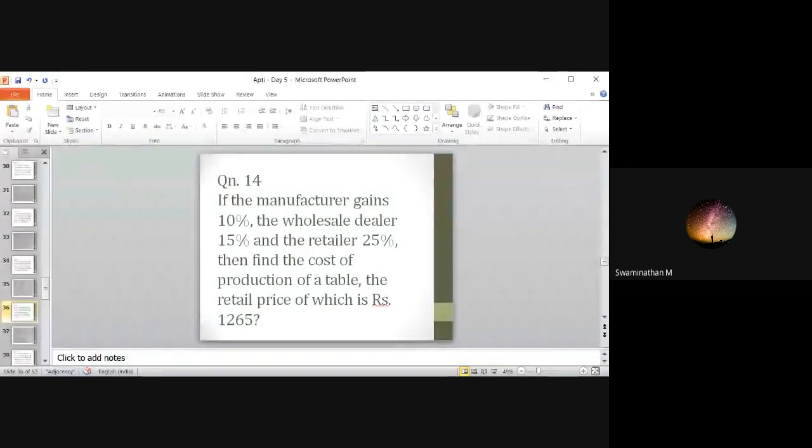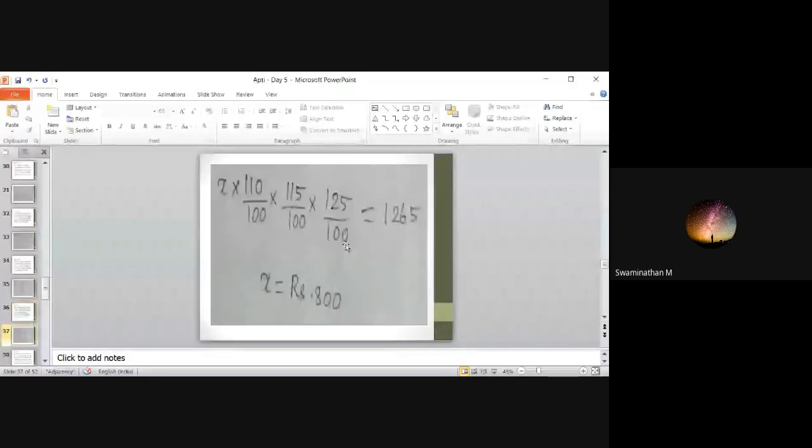The answer is 800. X is the cost of production with 10% profit. First, the manufacturer: the amount the manufacturer is giving to the wholesale dealer is x into 110 by 100. Then with 15% profit, into 115 by 100, and then 25% profit, 125 by 100. So actually the cost of production would be 800.